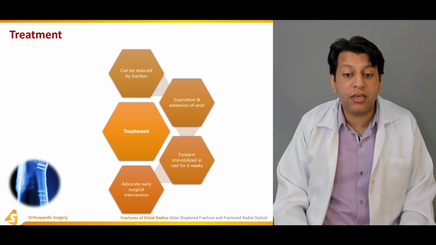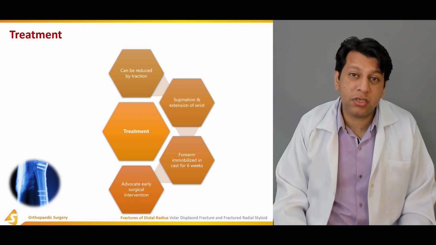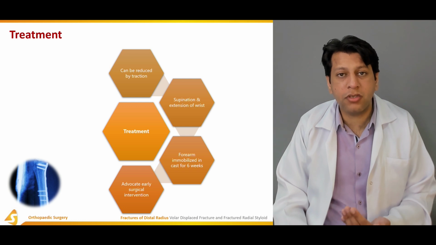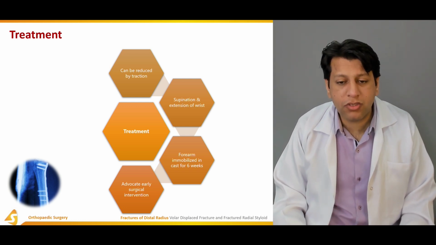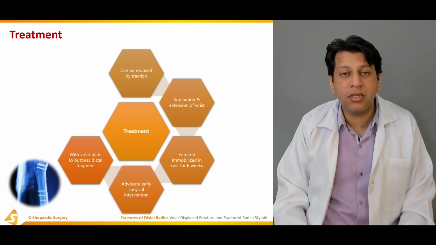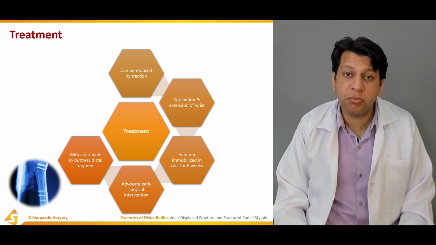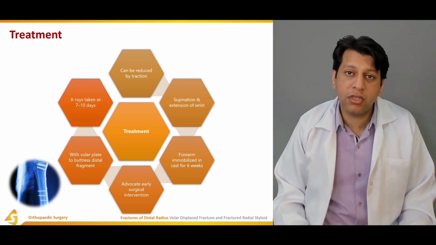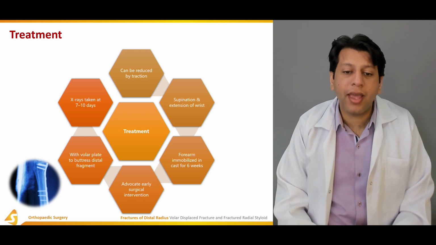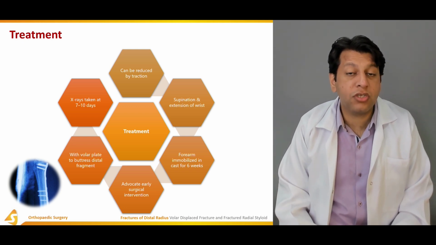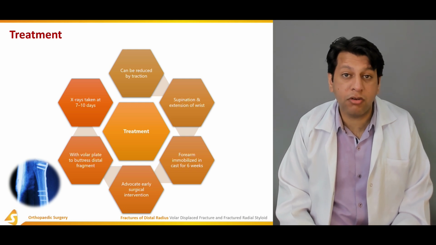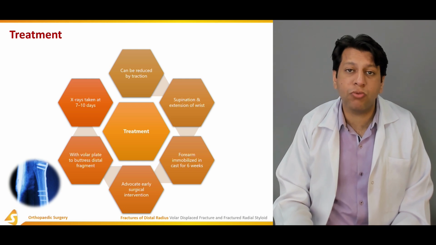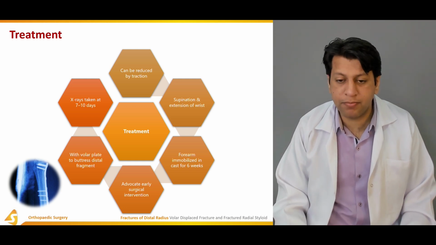Urgent surgical intervention sometimes is required. Usually the shear fracture redisplaces, so therefore sometimes we have to treat it with surgery as well. And the best method, and most commonly as it's a volar displacement, is to treat it with a volar plate. But if it were a dorsal displacement, then you have to treat it with a dorsal plate. X-rays are usually taken at 7 to 10 days just to see whether the volar fragment has displaced or not. If it has displaced, then we may have to go for open reduction and internal fixation with the volar plate and remove the plaster altogether.